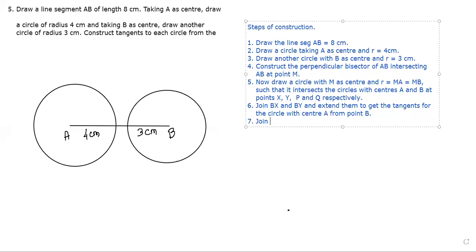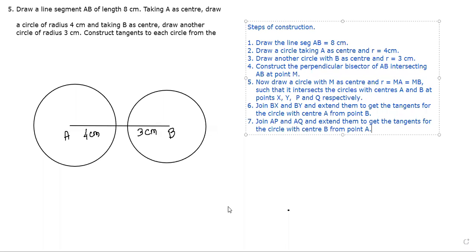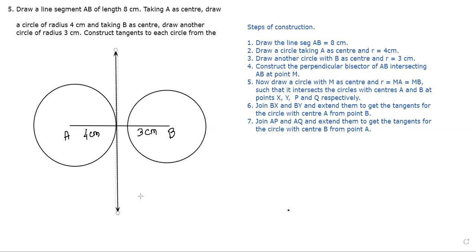Last point, similarly, join AP and AQ and extend them to get the tangents for the circle with center B from point A. Simple thing it is. So first of all, construct the perpendicular bisector of AB, and that perpendicular bisector you can see is going to be tangent to the circle A, because exactly at 4.